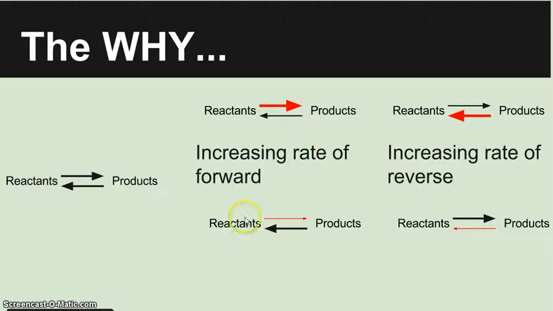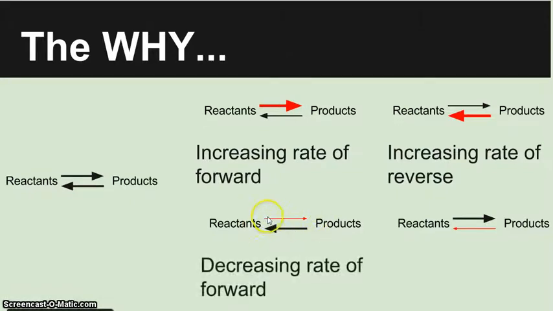Conversely, I can decrease the rate of a reaction. So if my forward reaction decreases in rate, you see this small tiny little red arrow. If I decrease the rate of that forward reaction, now it's not spitting out products as fast as the reverse reaction is spitting out reactants. So decreasing the rate of the forward reaction actually shows us a shift to the left, because now the reverse reaction is faster than the forward.